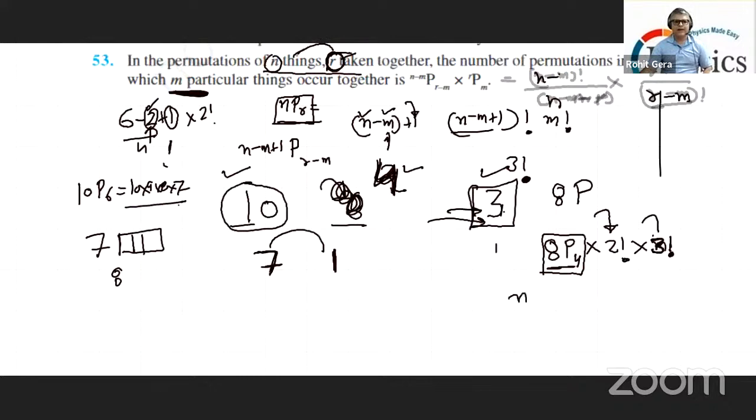n minus m plus 1 P r into 2 factorial into m factorial. The number of bundles that have got created is 2. In our question also 2 bundles are there. One is of n minus m, the other is of m. These m are always together and this is a separate bundle. So two bundles we have, and these m can also be arranged as m factorial.